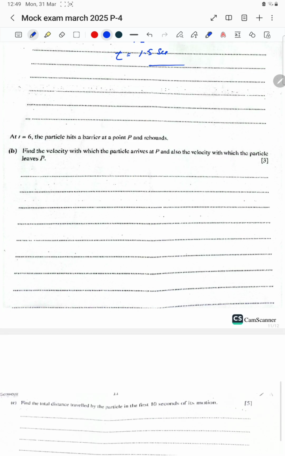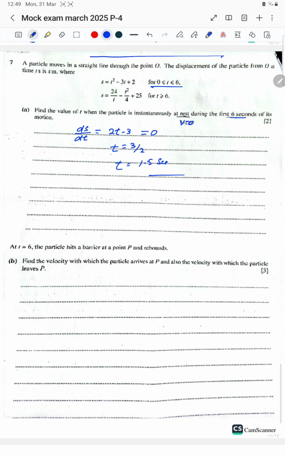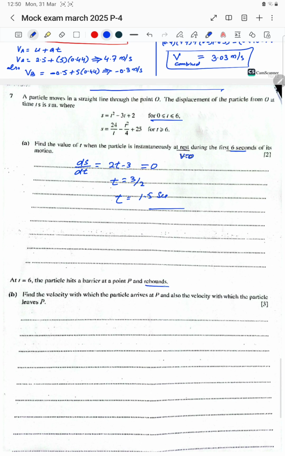It's a 2 marks question. Second part: at time t equals 6 seconds, the particle hits the barrier at a point P and rebounds. Find the velocity with which the particle arrives at P and also the velocity with which the particle leaves P. Both, we have to find: velocity when it arrives and when it leaves. Two things we have to calculate, the main important points. So we know V, which we have already calculated for the first 6 seconds, 2t minus 3, from the first part.